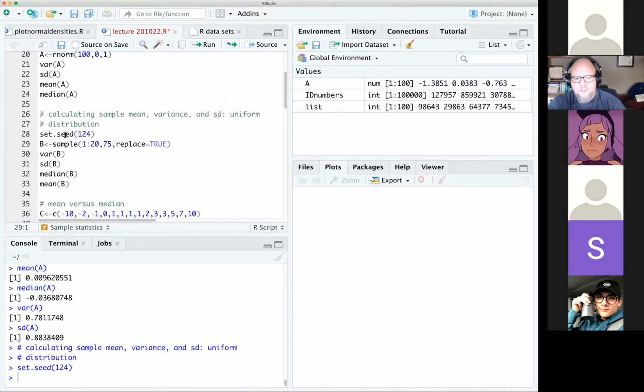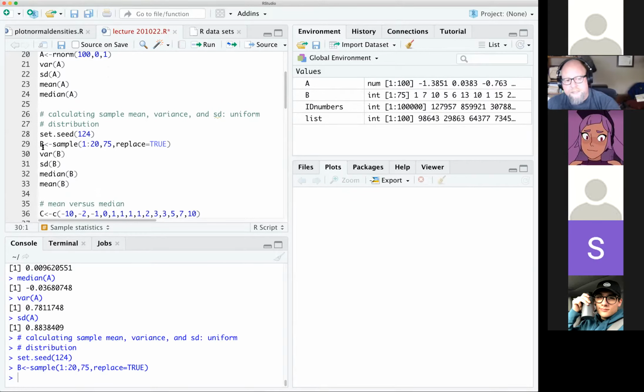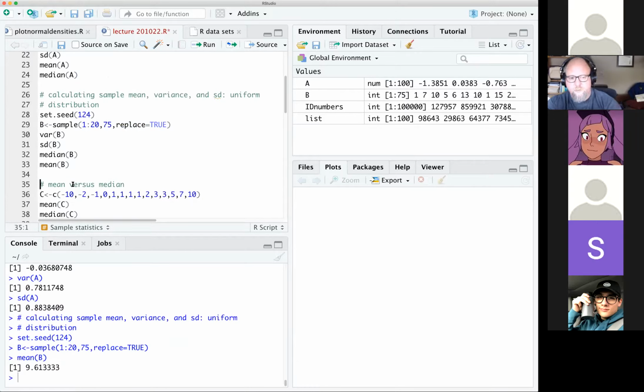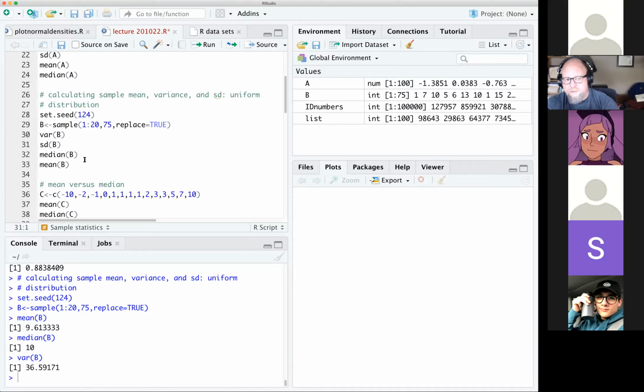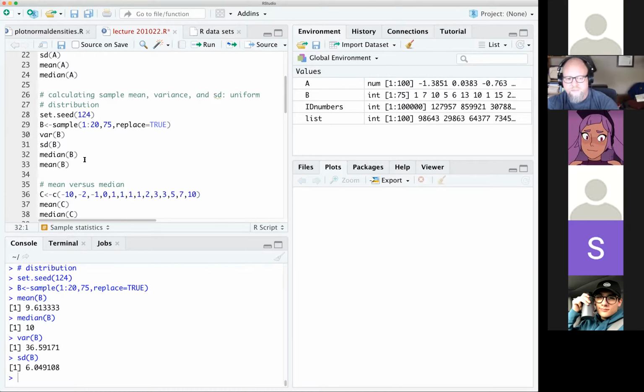Here's a similar example, but I'm creating a data set by sampling uniformly from the list of 1 to 20. So this is a uniform distribution and I'm sampling 75 values. And I'm allowing for replacement, so I could sample the same number several times. So the mean of this set is 9.6, and I expect my mean to be 10. The expected value of a uniform distribution from 1 to 20 is 10. The median is exactly 10. So this is all checking out. This is all looking good. The variance is 37. That's interesting. That's huge. The standard deviation is 6. Yeah, of course, it's the square root of the variance.